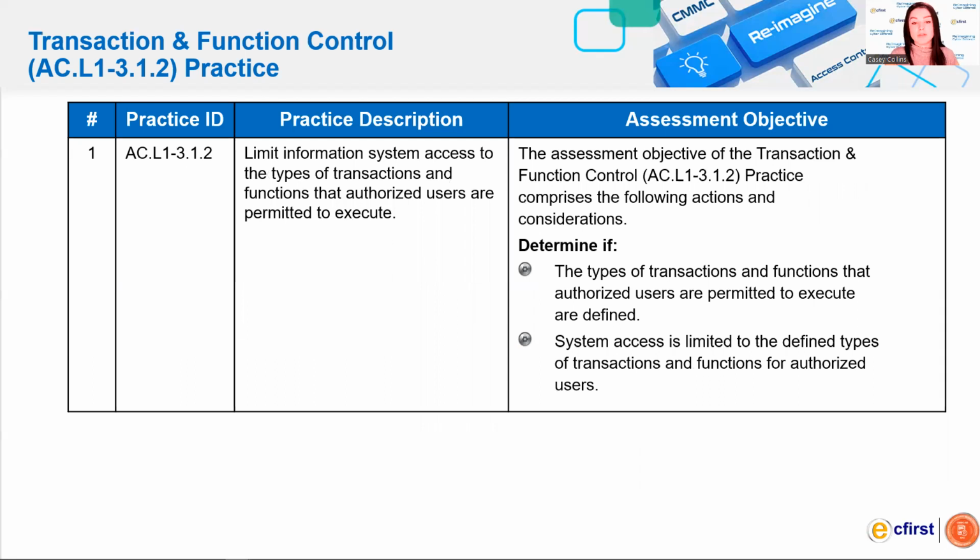Transaction and function control: limit information system access to the types of transactions and functions that authorized users are permitted to execute. So as you can see on the lower right, determine if the types of transactions and functions that authorized users are permitted to execute are defined, so we know what transactions and functions they are. And the system access is limited to the defined types of transactions and functions for authorized users. So we're actually putting that in place.